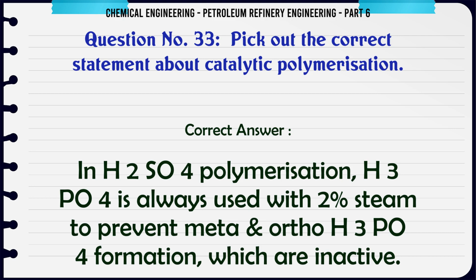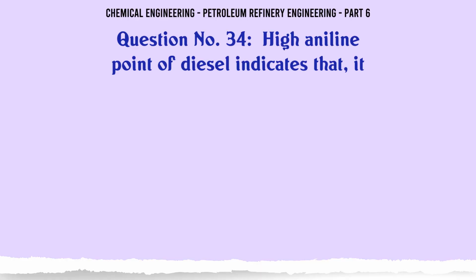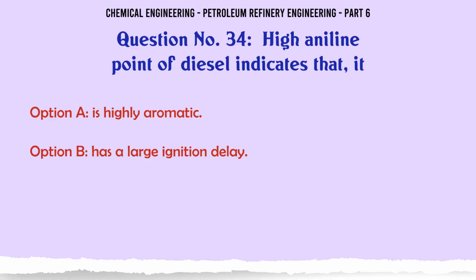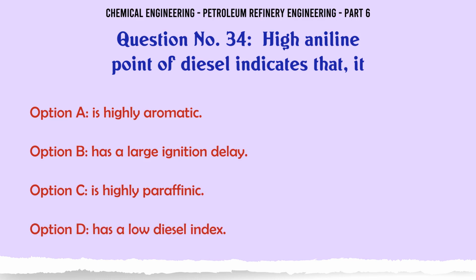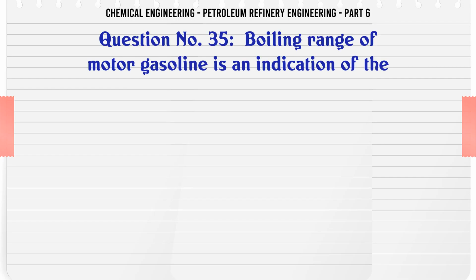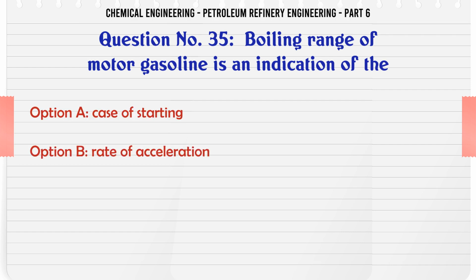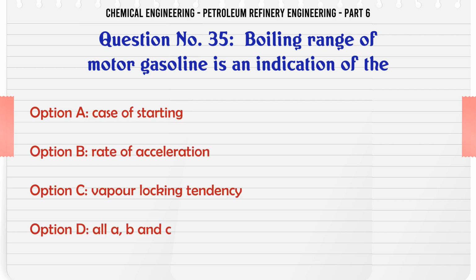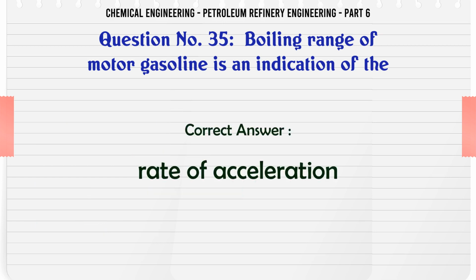are inactive. High aniline point of diesel indicates that it A. is highly aromatic, B. has a large ignition delay, C. is highly paraffinic, D. has a low diesel index. The correct answer is highly paraffinic. Boiling range of motor gasoline is an indication of the A. ease of starting, B. rate of acceleration, C. vapor locking tendency, D. all A, B and C. The correct answer is rate of acceleration.